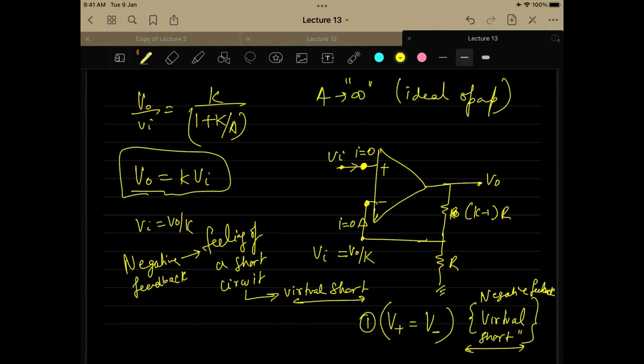Do not worry about it. But keep this in mind: when I will be solving these circuits, I will assume that V plus is equal to V minus, and the reason for that is it's a virtual short.